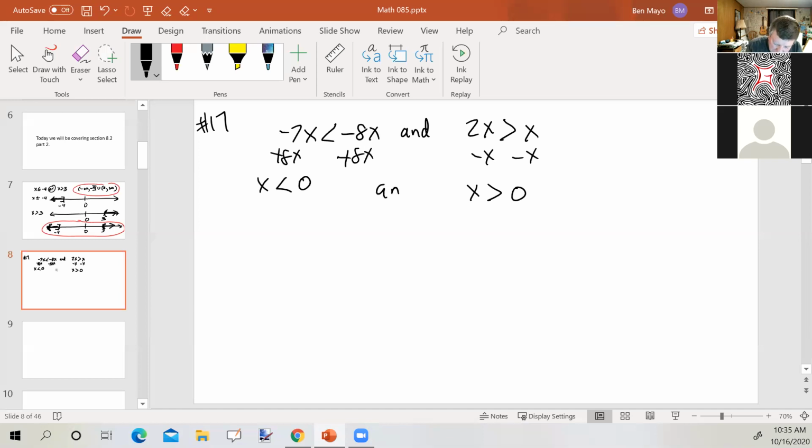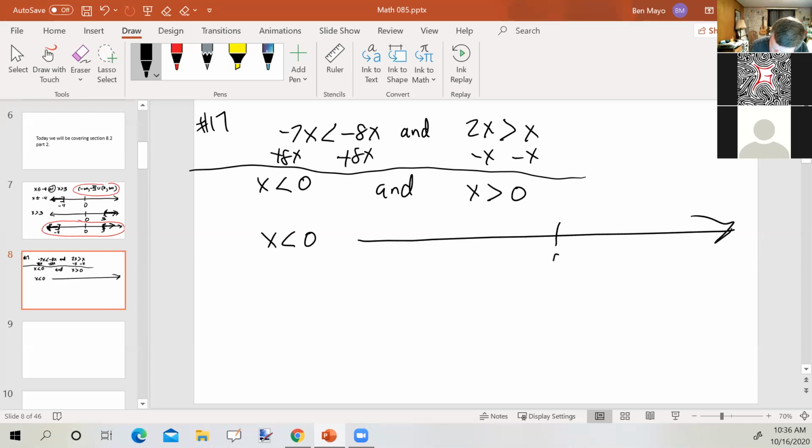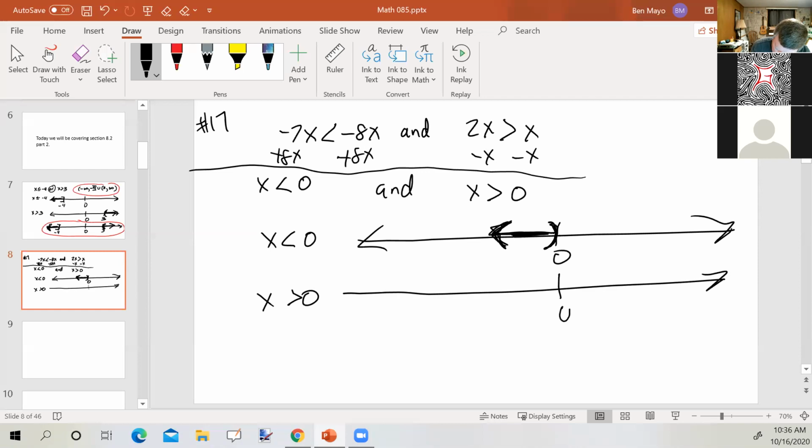So again, what does and mean? It means intersection. So this is what I'm going to deal with, the stuff below the line there. Well, x less than 0 would look like this. You'd have half of a set of parentheses with an arrow going to the left. So we're not including 0, we're including everything below 0. And then x greater than 0, we'd have a half set of parentheses at 0, arrow going to the right.